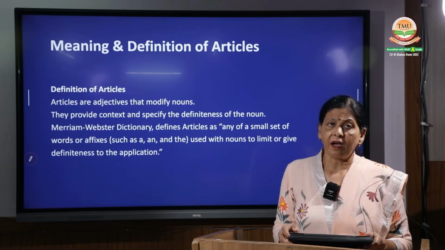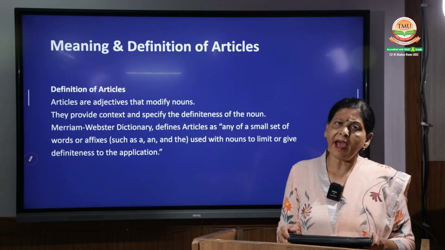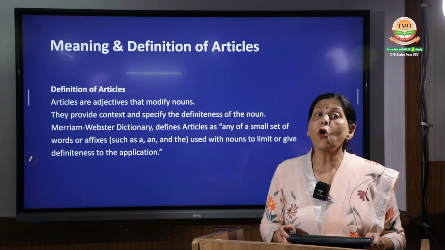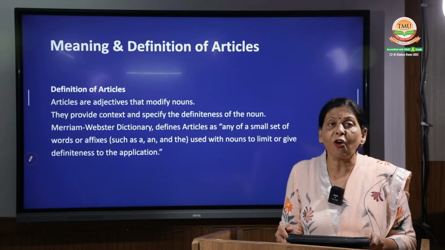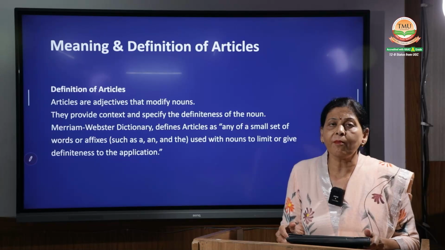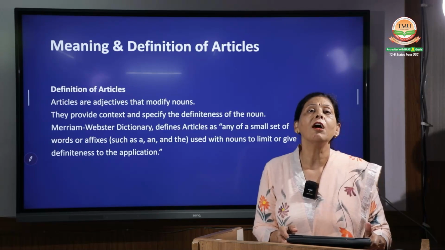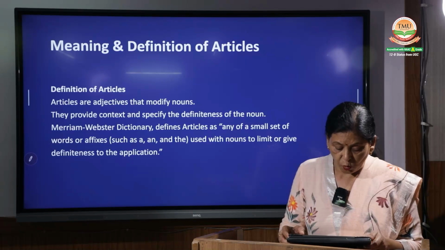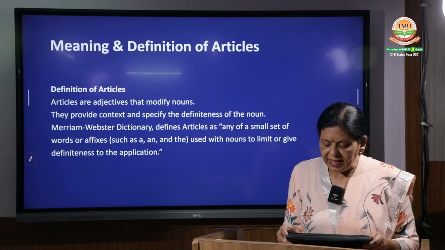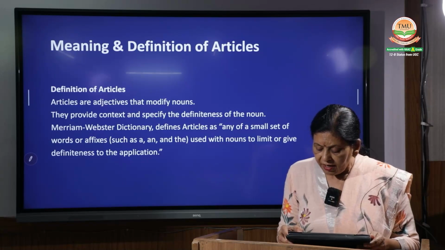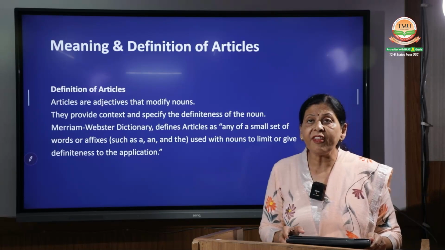Now we are talking about articles with uncountable nouns. There are two types of nouns: countable nouns and uncountable nouns. So what are countable nouns? Which we can count, like tables. I can count that it is one table or 10 tables. Mangoes, I can count. It's one mango, and even if they are in hundreds or thousands, we can count. They are countable.